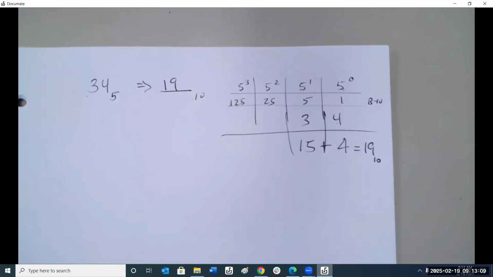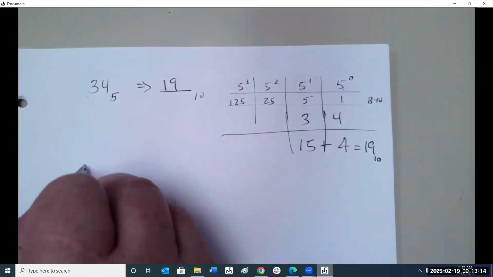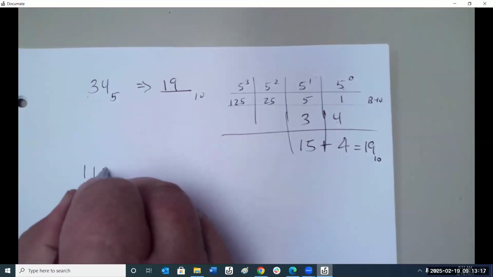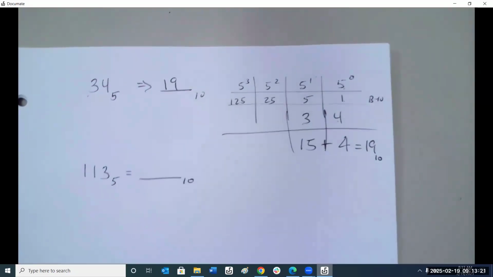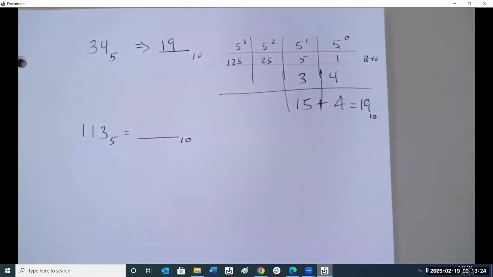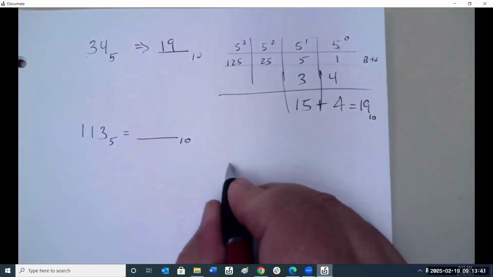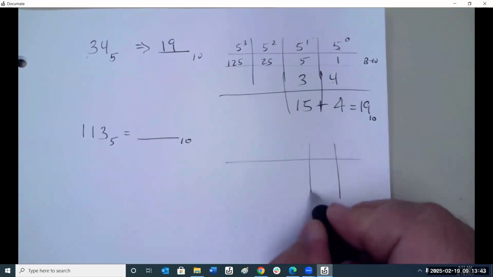Let's go backwards. Well, actually, let me give you this one. Tell me what this one would be in base 10. I don't know. Let's find out. I never guess in mathematics.